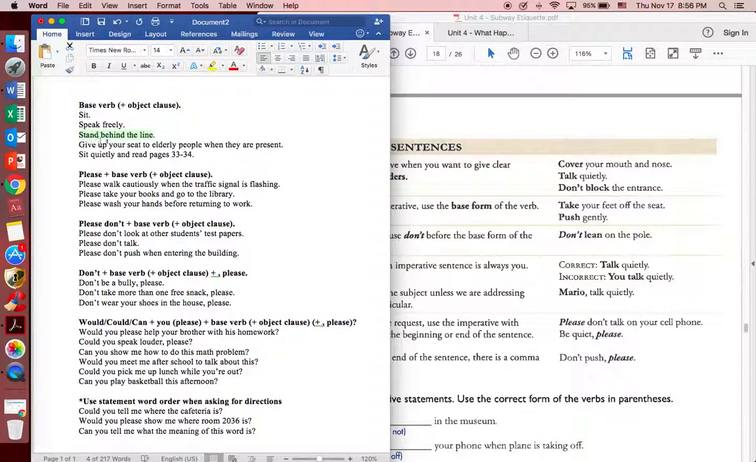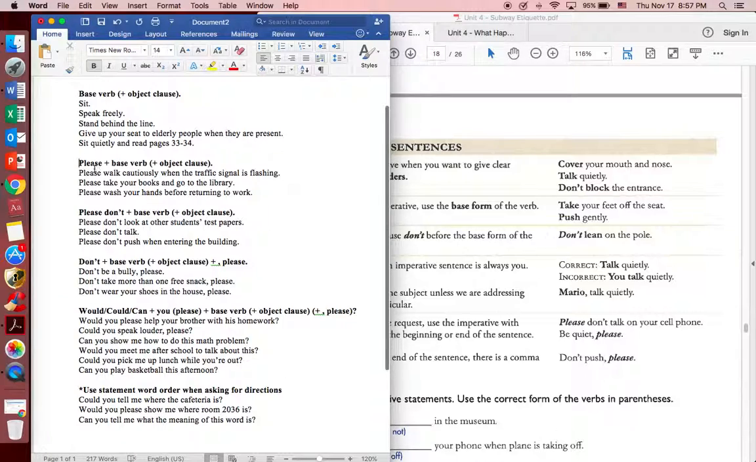The subject is implied. Give up your seat to elderly people when they are present. So here's our base verb, give up your seat, and then to whom? To elderly people when they are present, when they're on the train. And sit quietly and read pages 33-34. So we have two base verbs here, sit quietly and read pages 33-34. We can combine two imperative statements using and. Right? Pretty simple.